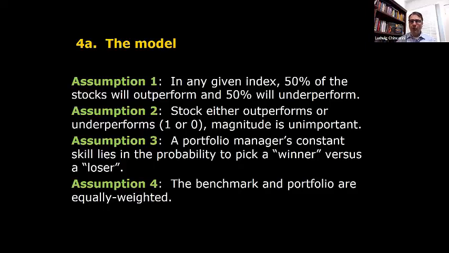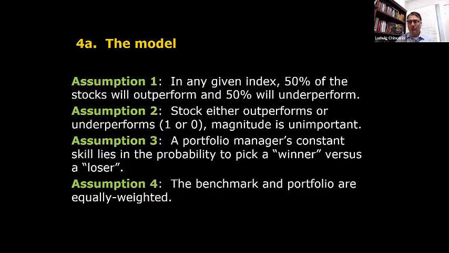Assumption 3, a portfolio manager's constant skill lies in the probability to pick a winner versus a loser. There are several assumptions in here, which we can talk about another time as to how realistic they are. But what we're going to assume is an active manager has skill, meaning they can pick winners more often than they pick losers. Not perfectly, but on average, they pick winners more than they pick losers, okay?